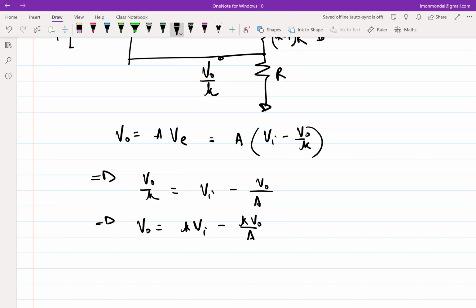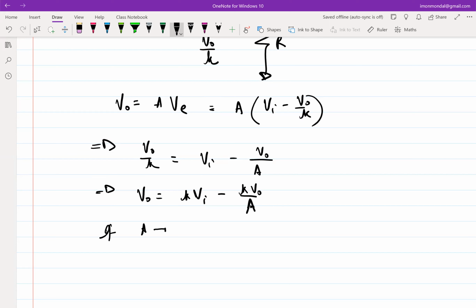Correct? So why am I writing in this form? Because in this case, if A tends to infinity, right? If A tends to infinity, it seems like V naught tends to K times VI. Correct?